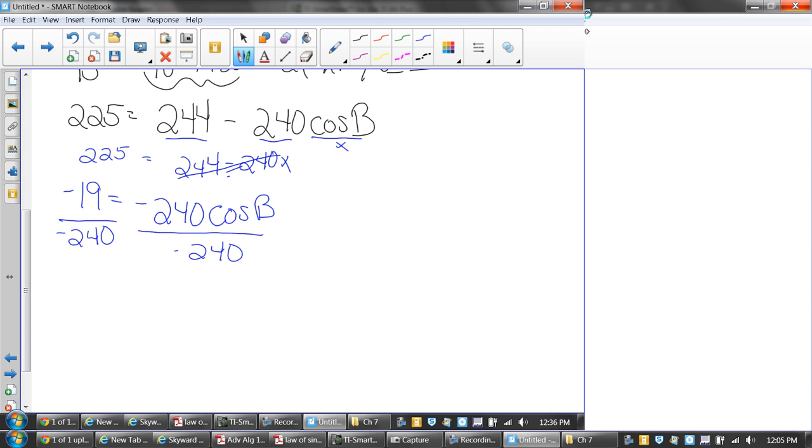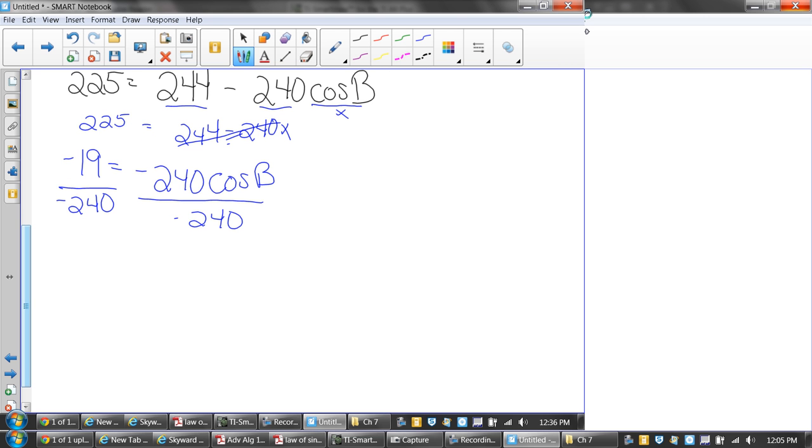Just pretend the cosine of b is an x. So you can't subtract an x from one side; you have to keep it on that side. So what you do is you subtract 244 from the 225. That's what you would do in the first step of the equation. Yeah, exactly right.